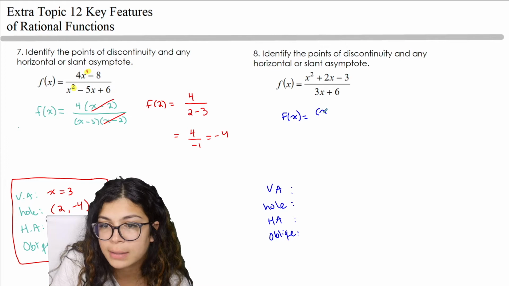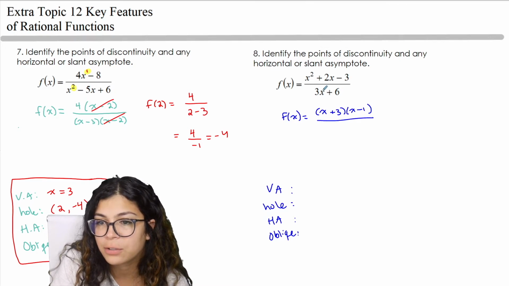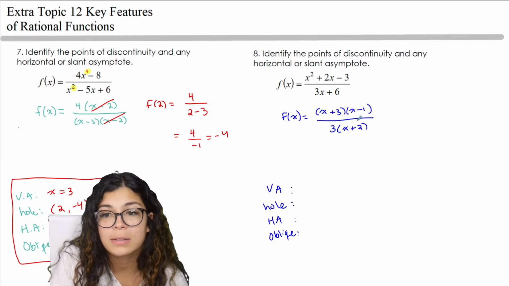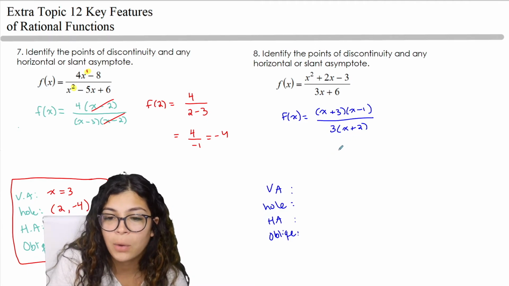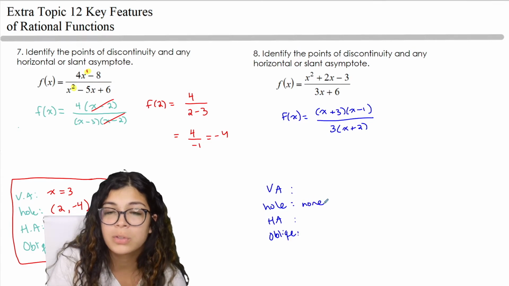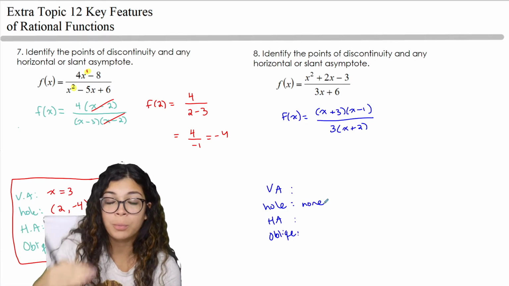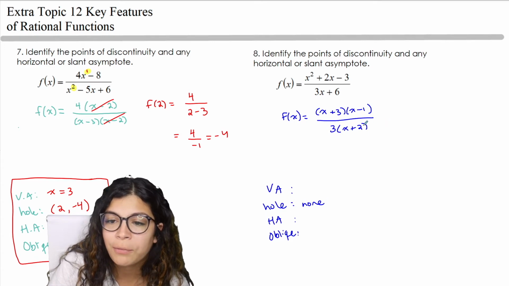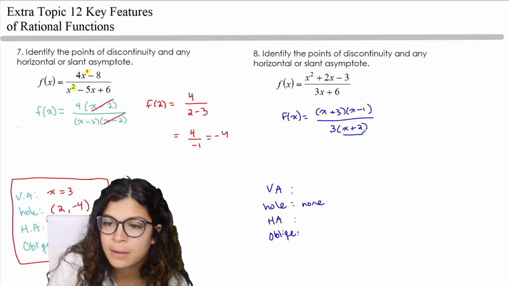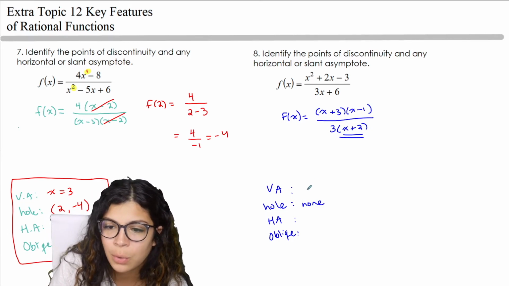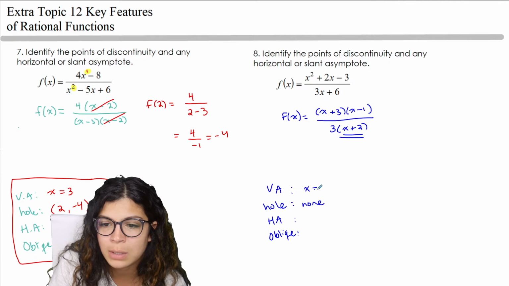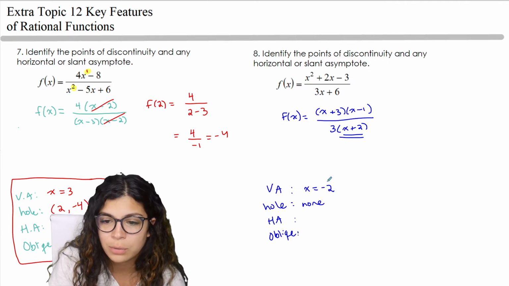The numerator would factor into x plus 3 times x minus 1. The denominator, we could factor out 3 from both, and that would give me x plus 2. So nothing cancels here, which is fine. So we don't have a hole because holes only come from canceling a factor on numerator and denominator. But we do have a vertical asymptote. This is a factor that stayed alive, so x is negative 2 would make this 0, so our vertical asymptote would be x equals negative 2. And that is an equation.